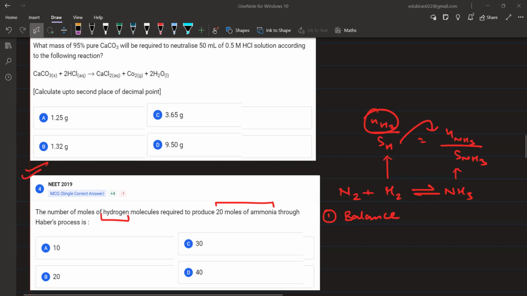How is 60 coming? 60 will not come, 60 is not even in the options. Balance, balance the equation. I think you have not balanced the equation. Yes Aksa, that is correct. Very good, Aksa. The important thing in stoichiometry is you have to balance.